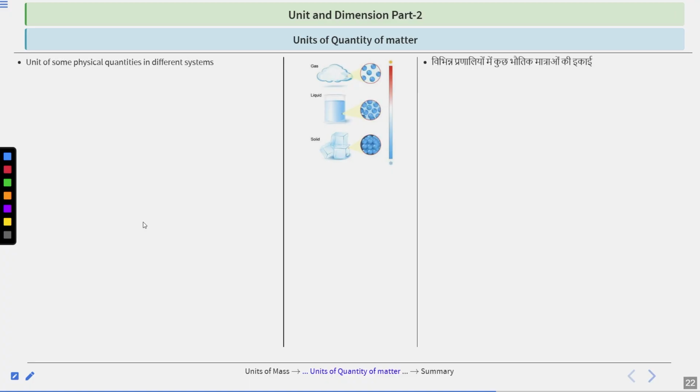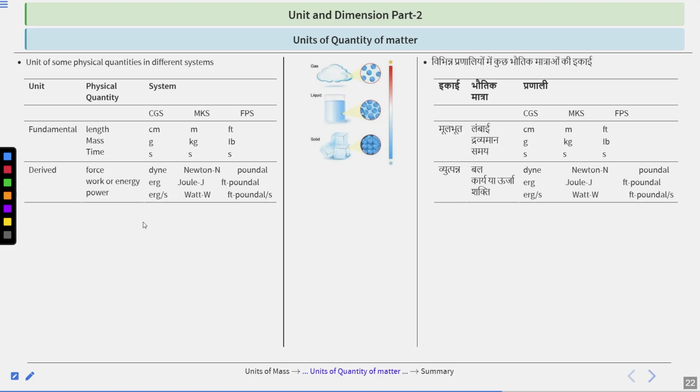Units of some physical quantities in different systems. Fundamental, length, mass, time. Under the centimeter, gram and second, it is cm, gram, second. Under the meter, kilogram and second, it is meter, kilogram and second. Under the feet, pound and second, it is feet, pound, second. Derived, force, work or energy, power: dyne, erg, erg per second; Newton, joule, watt; poundal, foot-poundal, foot-poundals per second.